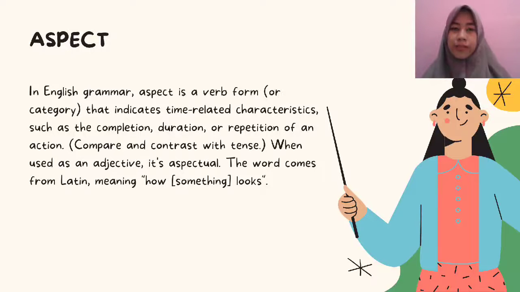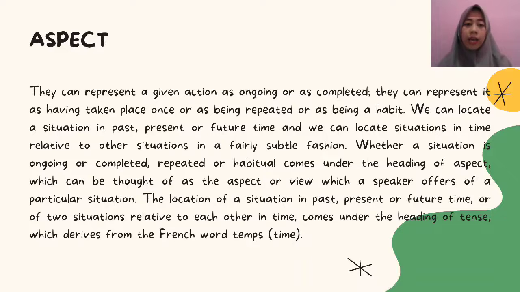In English grammar, aspect is a verb form or category that indicates time-related characteristics such as the completion, duration, or repetition of an action. Compare and contrast with tense. When used as an adjective, it is aspectual; the word comes from Latin, meaning how something looks. They can represent a given action as ongoing or as completed. They can represent it as having taken place once, or as being repeated, or as being a habit.